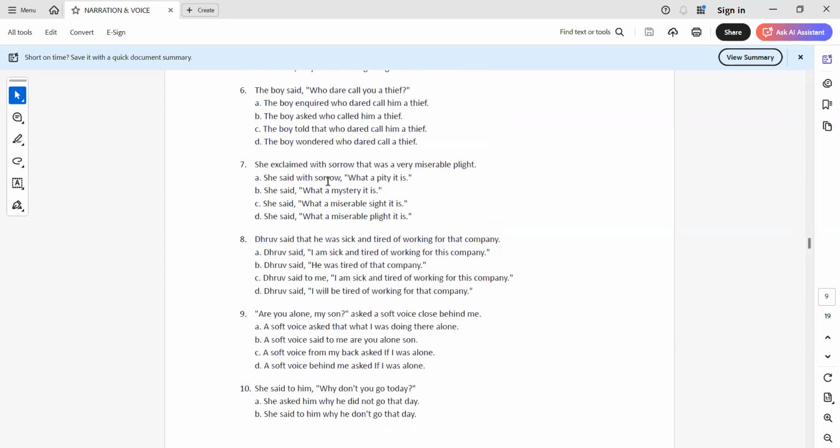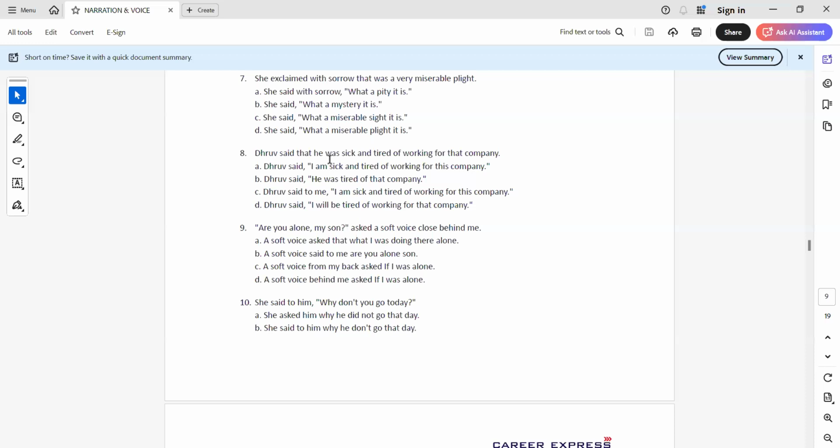The boy said, who dare you call a thief? The boy inquired who dared call him a thief. A. Correct. She exclaimed with sorrow that it was very miserable. She said, what a miserable plight it is. D. Correct.